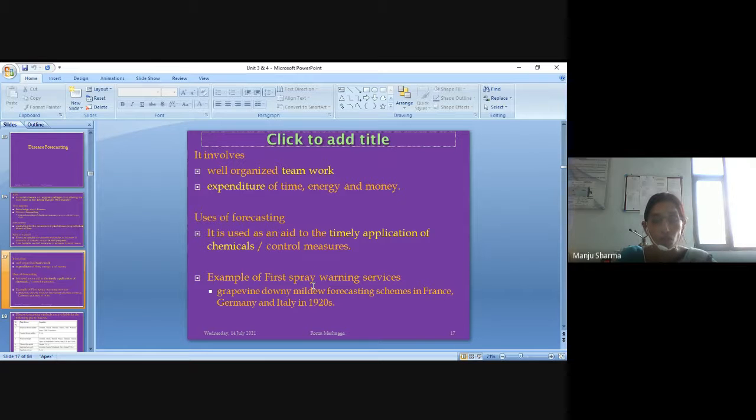So what are the uses of forecasting? It is used for the timely application of chemicals, and so for control measures. An example is the first spray warning service, the grapevine downy mildew forecasting scheme in France, and in Germany and Italy, in 1920.